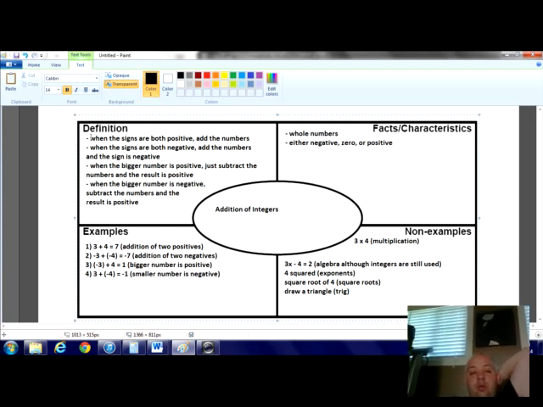So I said when the signs are both positive, you add the numbers. When the signs are both negative, add the numbers and the sign is negative. When the bigger number is positive, just subtract the numbers and the result is positive. When the bigger number is negative, subtract the numbers and the result is positive. That should be negative, huh?